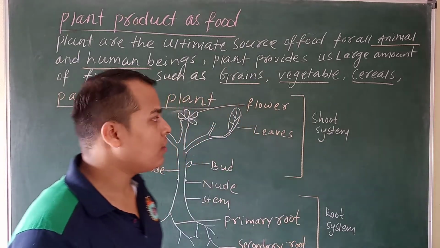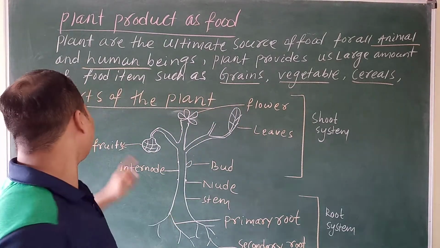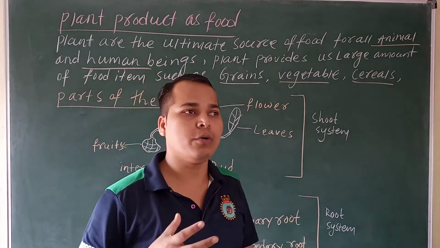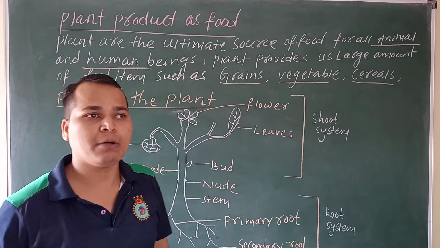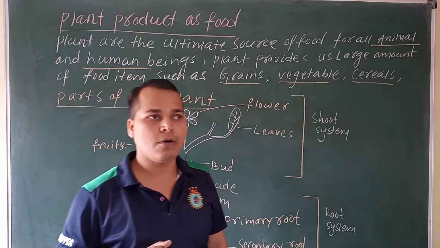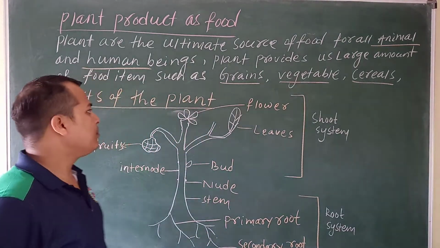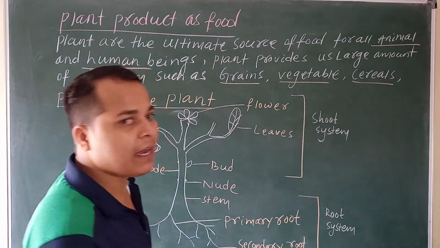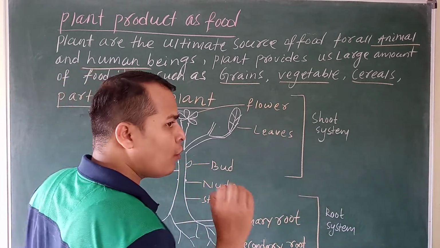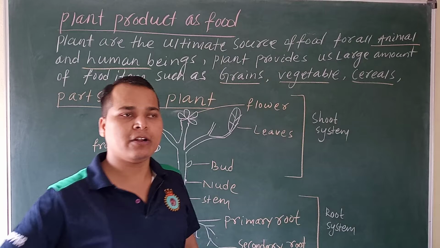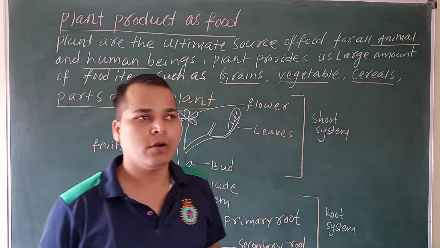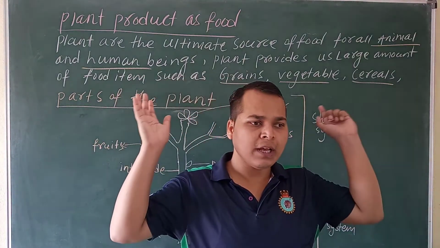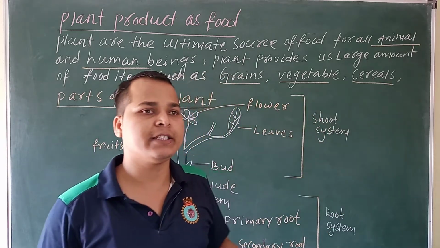Now come to the second topic: parts of the plant. What parts of the plant do we take as food? Sometimes with some plants, we take all the parts as food. Example, pumpkin: pumpkin seed, pumpkin fruits, pumpkin stem, pumpkin leaves. All the parts of the pumpkin we take as food.